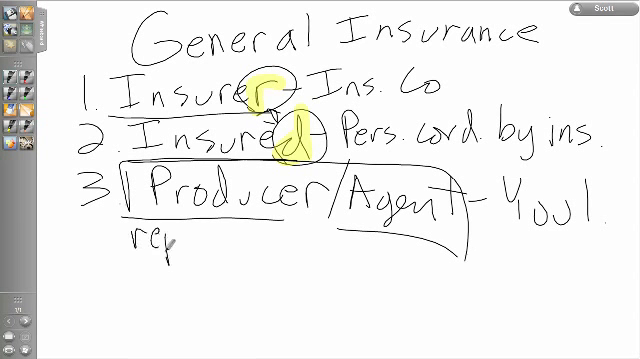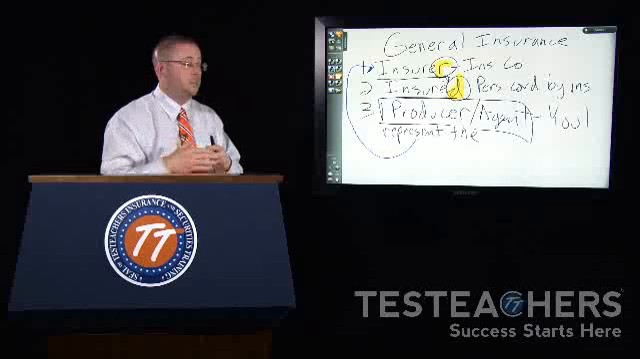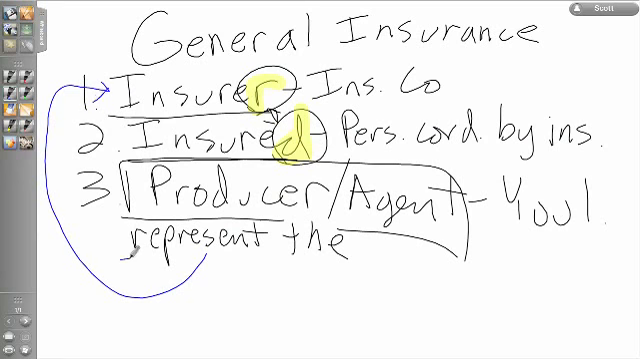You represent the insurer. We'll learn about this more in detail later, but you're supposed to hold your client's best interest at heart, of course, but by contract, you represent the insurer. In other words, who pays you? Not your client. The insurance company pays you. They pay you a commission on sale, generally, right?